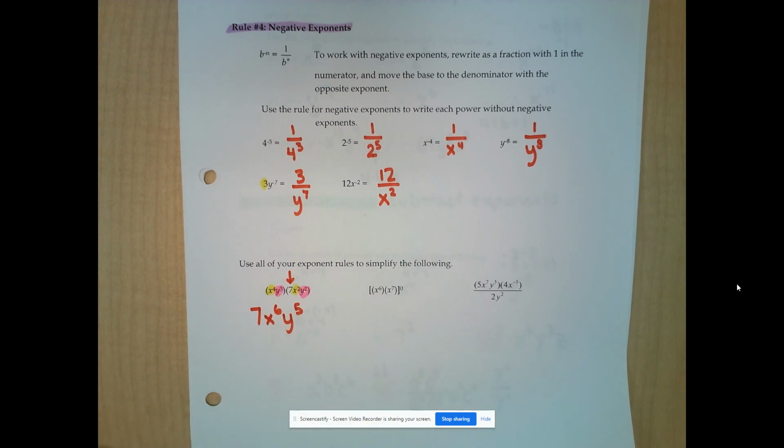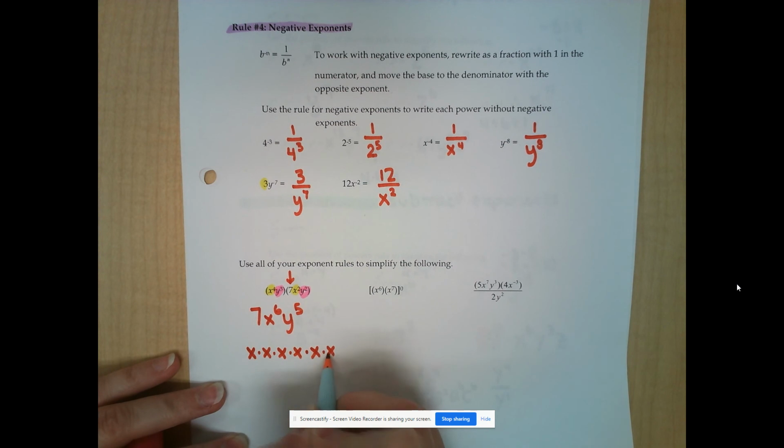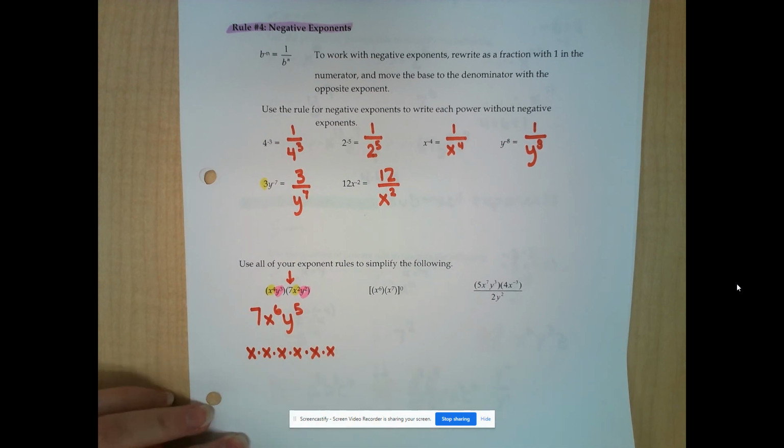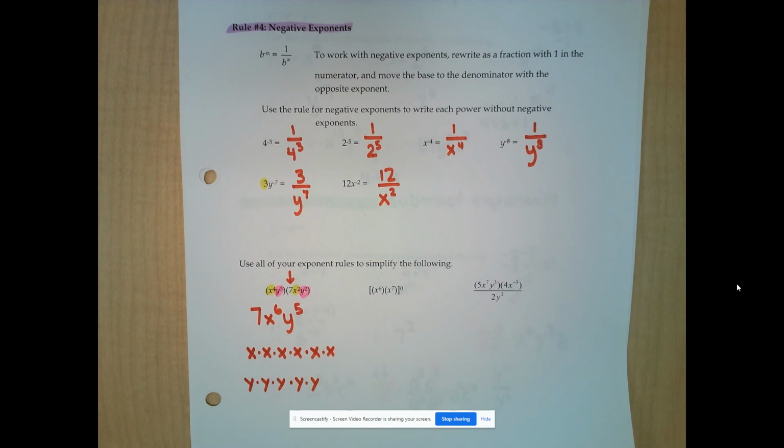Now, if you want to ask, why are you adding the exponents together? Well, x to the fourth really means x times x times x times x times your x to the second, which is another x times x. Altogether, there's your x to the sixth. The second one, y to the third, times y to the second. If you write it out, you'll notice you have y to the fifth. So there is a reason behind why we are adding the exponents together.